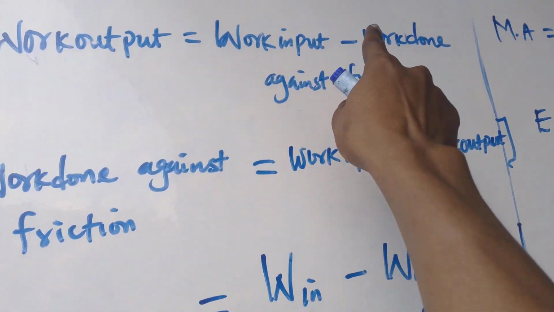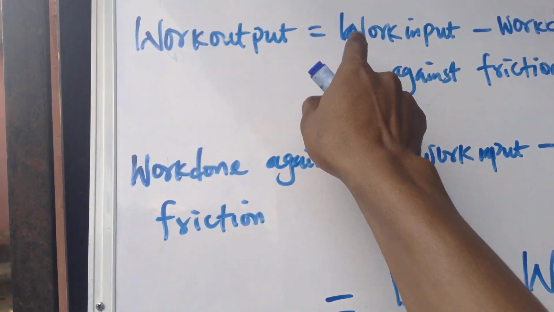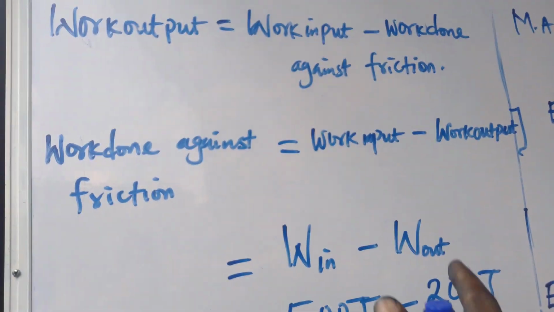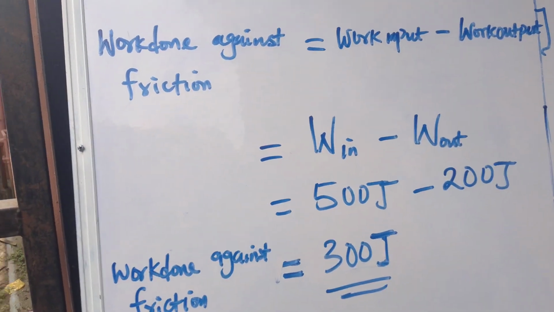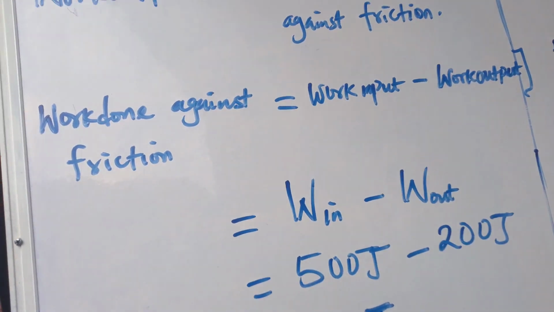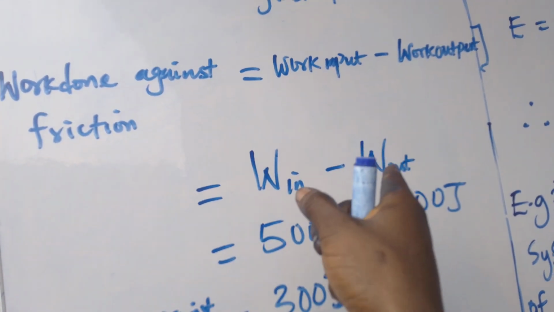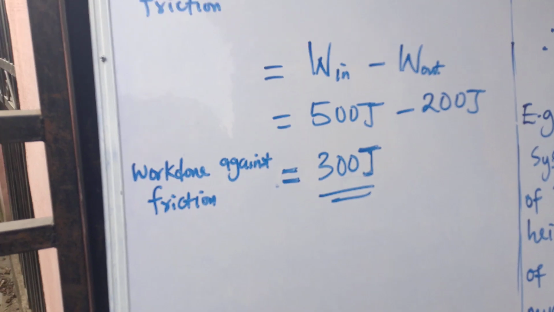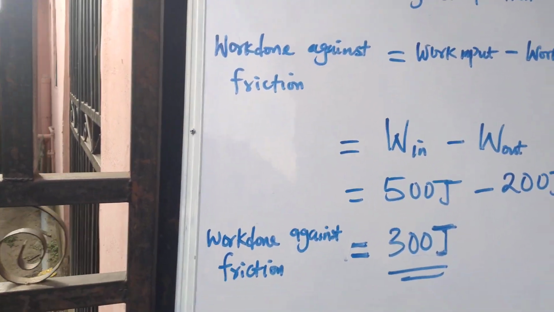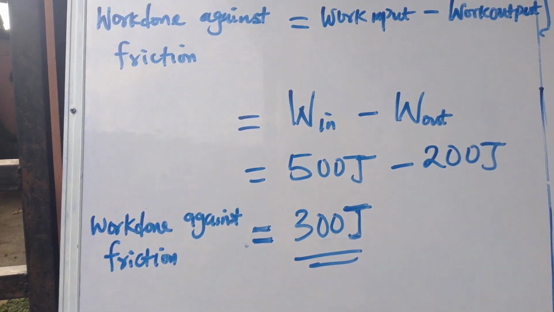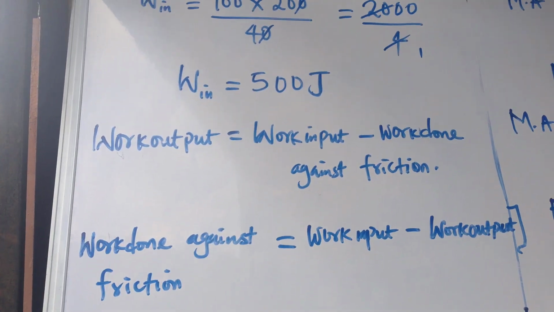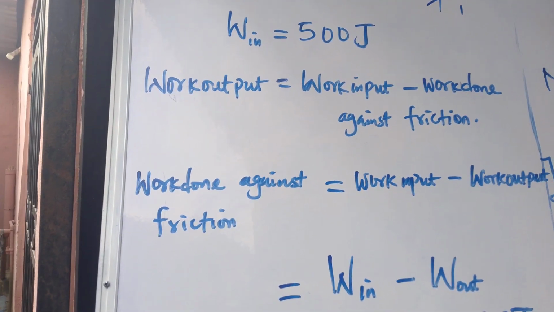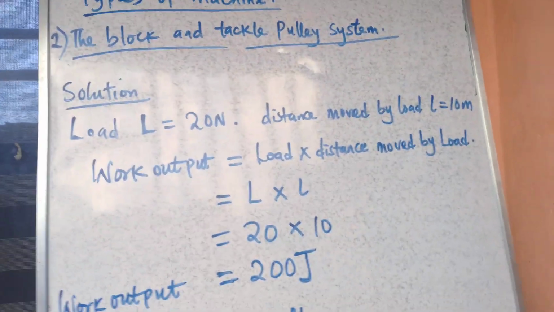So that is it. So it is negative. When I carry a negative value over here, once it crosses the equality sign, it becomes positive. So carry it here, then take this one over to this place. So that's work input minus work output. The work input is 500 joules, work output is 200. So work done against friction is equal to 300 joules. Okay, that's the solution to that problem. So observe everything that we did.